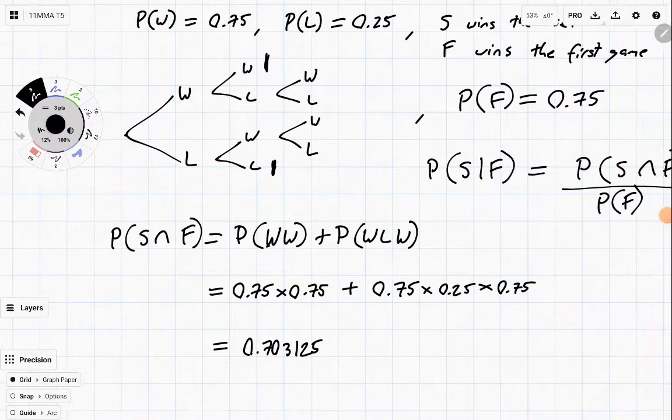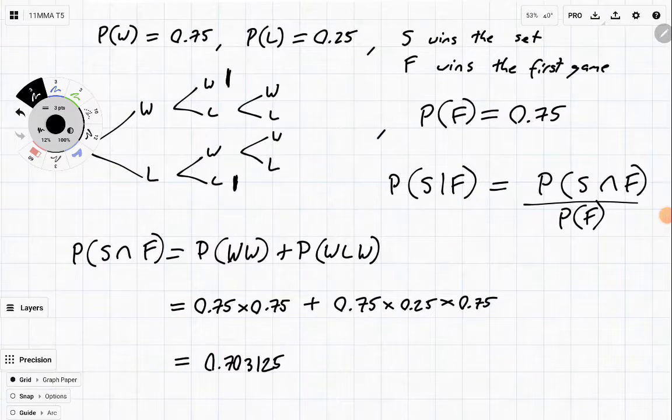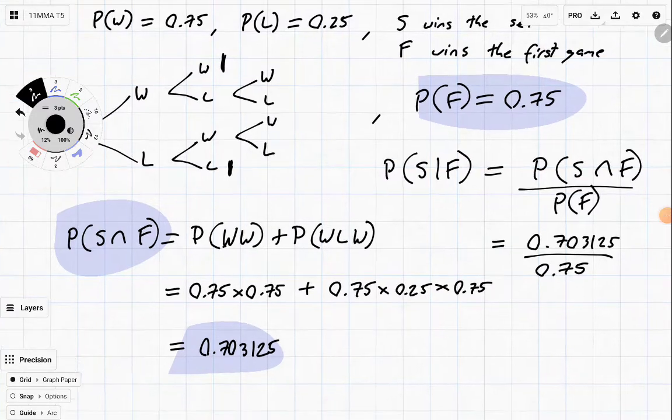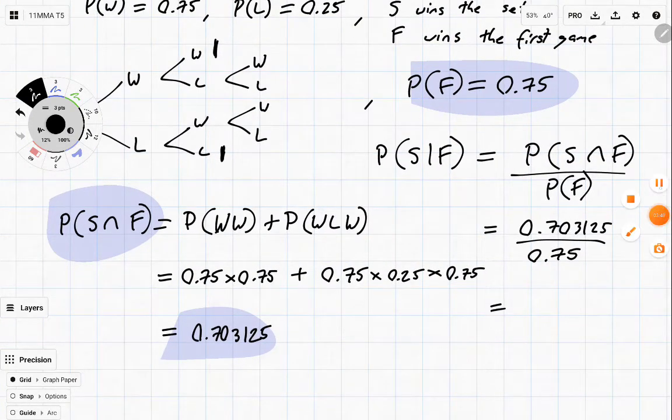Alrighty, so we now have the 2 pieces of information we need. We've got this and we have this, and so we can substitute it into our formula, which is going to be 0.703125 over 0.75, which is equal to 0.9375.